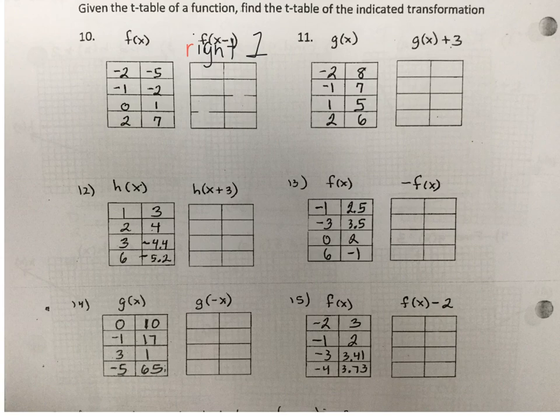Because we're moving it +1. Right 1 is +1. So we're going to add 1 to the x's, right? That's how we move horizontally, is we change the x's. So this new table is going to be -1, -5, 0, -2, 1, 1, 3, 7. Wait, you added to both sides? No, I only added to the x's. My y's stayed the same.